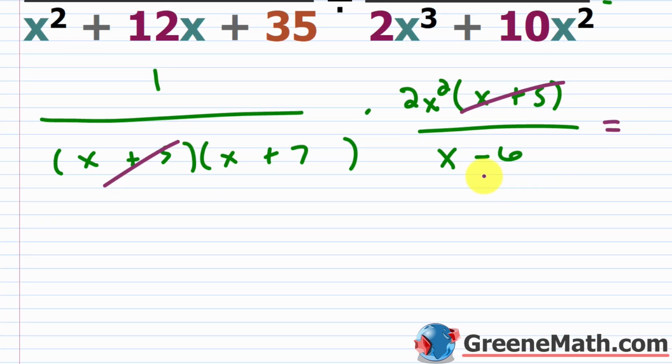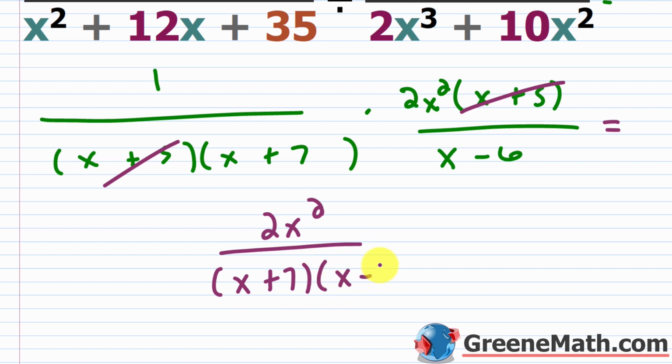So now we just multiply. In the numerator, you're going to have 2x squared over, in the denominator, you'll have the quantity x plus 7 times the quantity x minus 6.